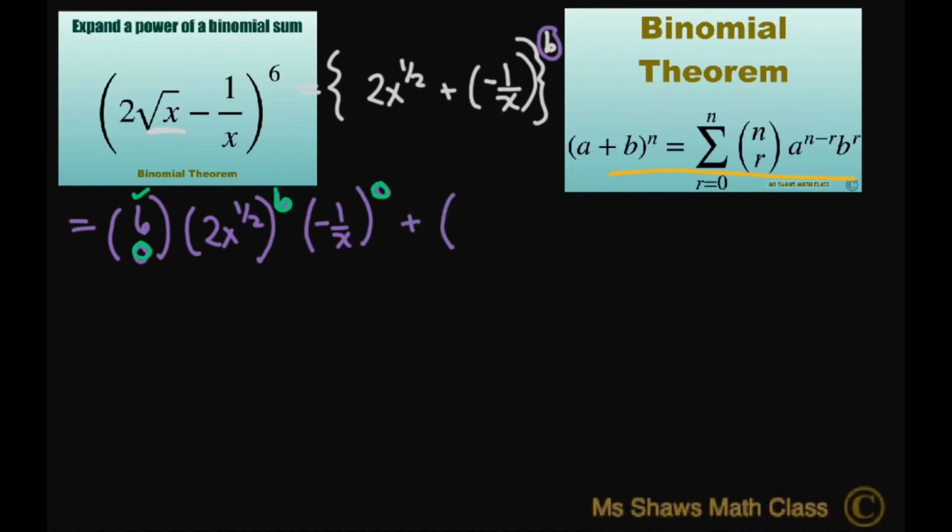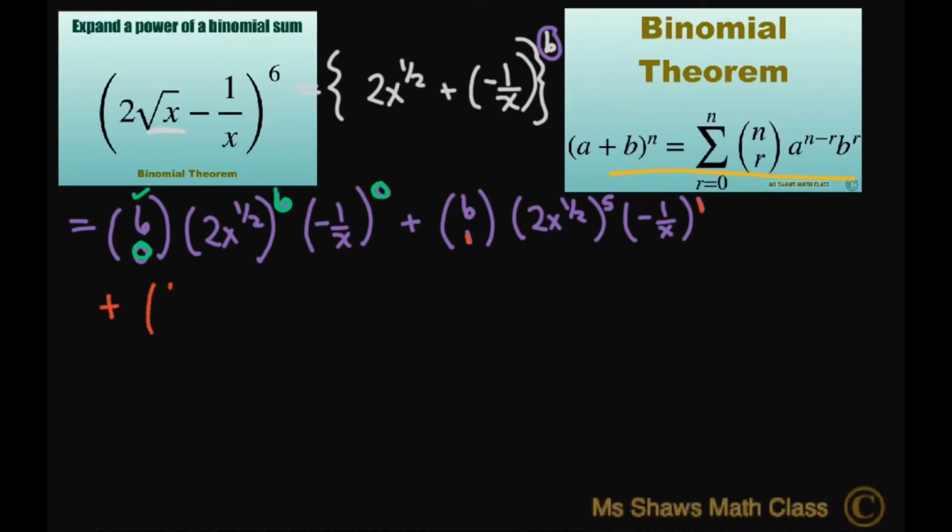Now the next one, you still start with 6, but it's 6 choose 1. Then you copy down your first term, and then you copy down your second term. And this is going to be 5. This one's going to be 1. The ones match here. And 1 plus 5 is 6. All right. And then we'll continue on.